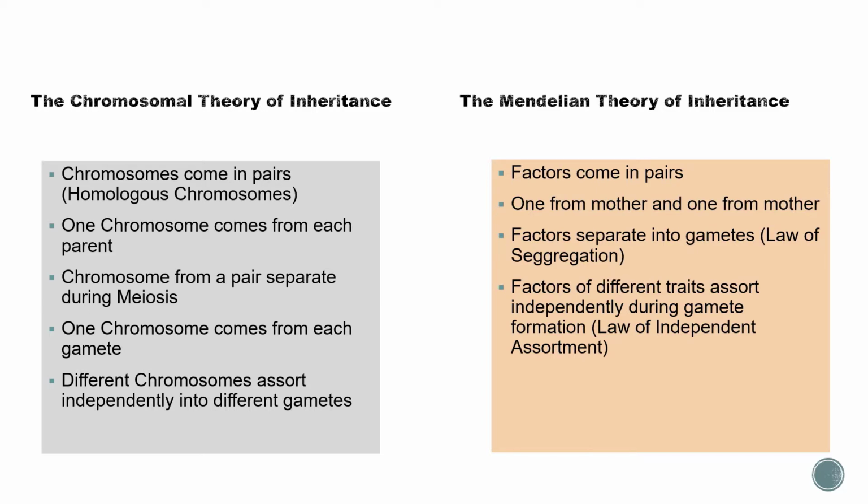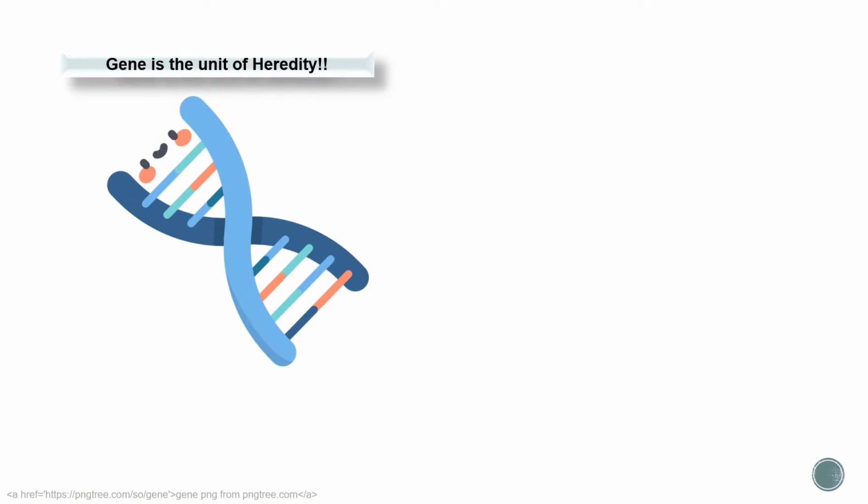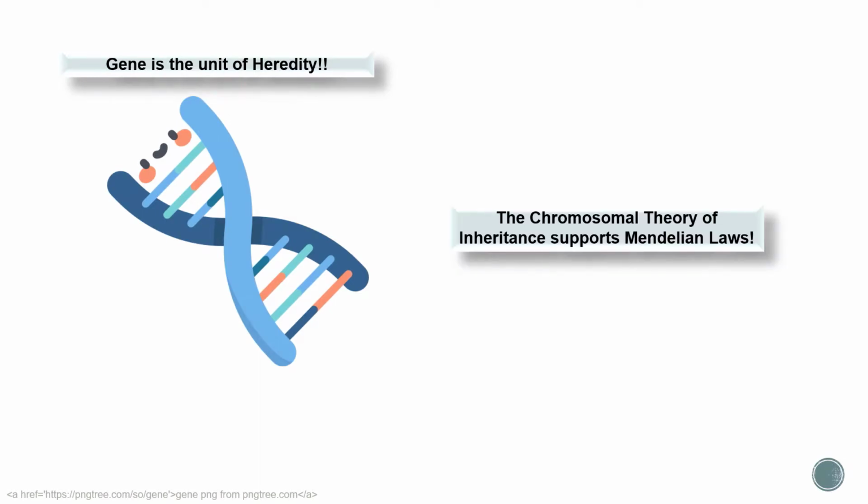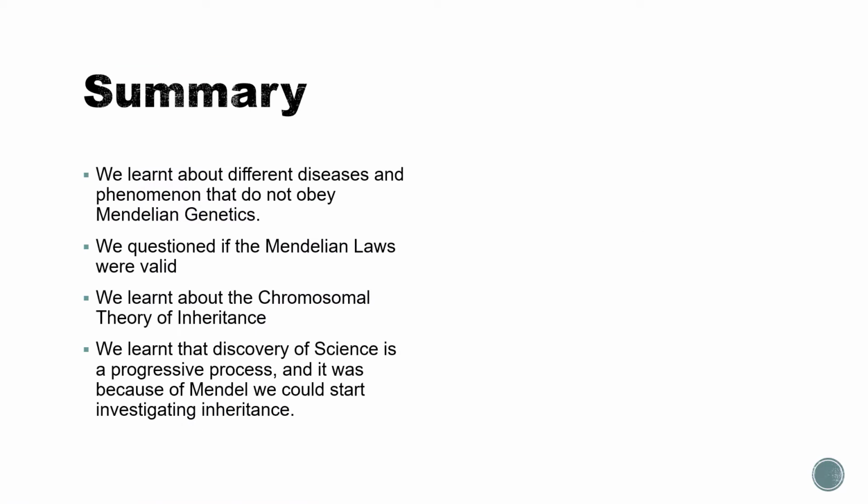The chromosomal theory of inheritance says that each chromosome comes from each gamete. This was also the case in the law of segregation by Mendel. One chromosome comes from each gamete and they are independently assorted, which is eerily similar to the law of independent assortment by Mendel. Thus, can we say that the gene is the unit of heredity, and the chromosomal theory of inheritance therefore supports the laws of Mendel?